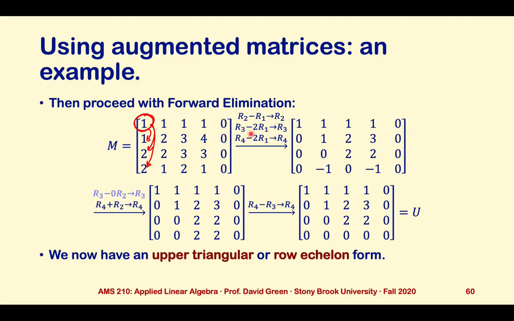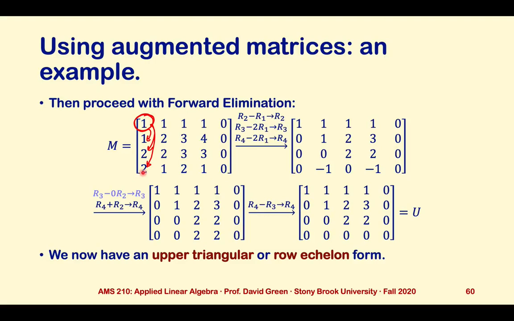For the third row, 2 minus 2 gives us 0. 2 minus 2 gives us 0 again. 3 minus 2 gives us 1. 3 minus 2 gives us another 1. And 0 minus 0 gives us 0.